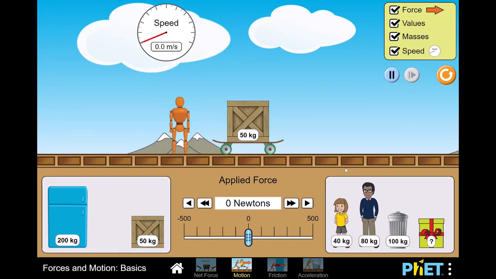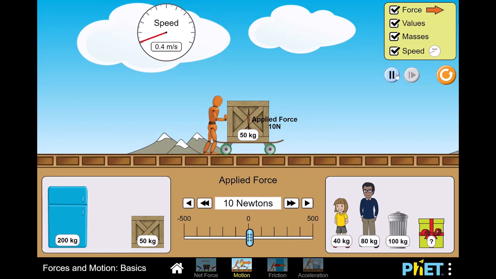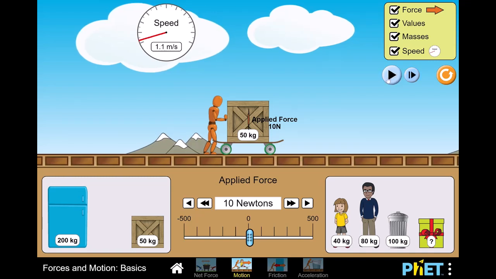For part 2, we do the same thing, but with the 50 kilogram box. We set it to pause after having all 4 of the values activated, and put the force to 10 newtons for the first test. Next, we start our timer and start the simulation, and then after 5 seconds have elapsed, we stop the timer with 1.1 meters per second of the final velocity.